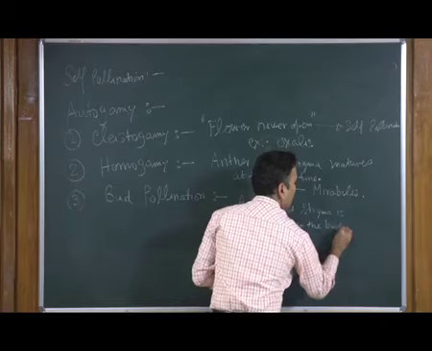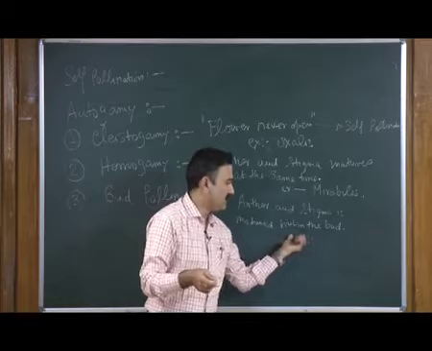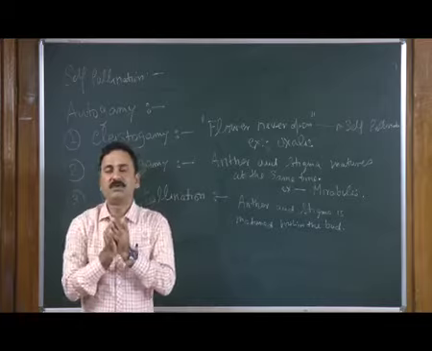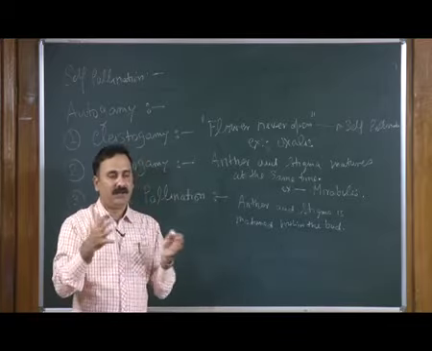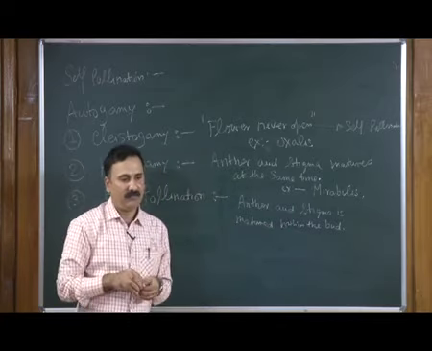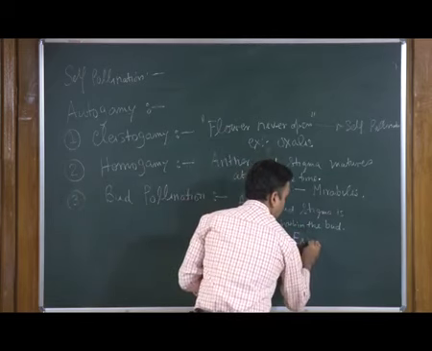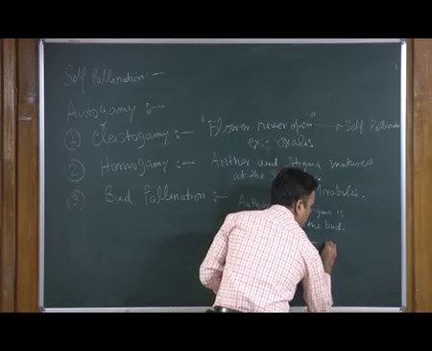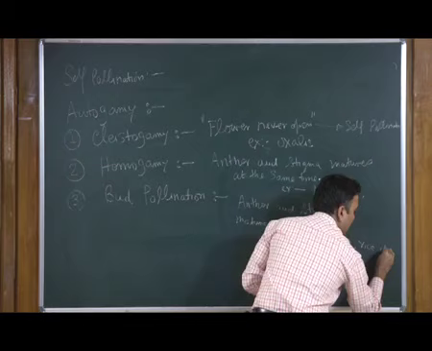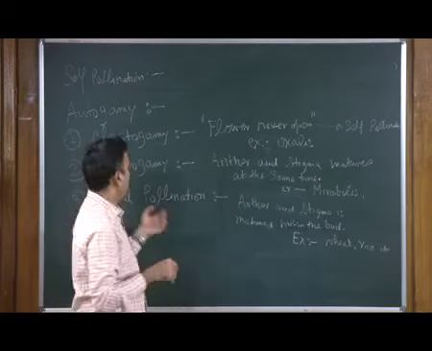Because the anther and stigma are matured at the same time within the bud itself, and the bud is closed, it brings the anther and the stigma very close, and that is how it facilitates self pollination. The examples in this class are most of the cereals like wheat, rice, etc. Okay. So, this is about self pollination.